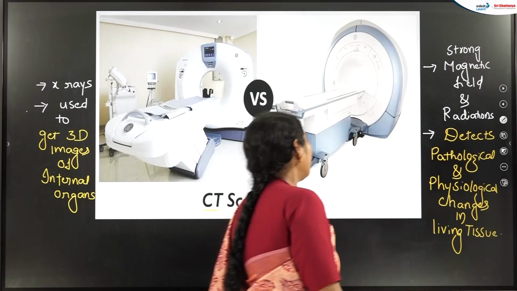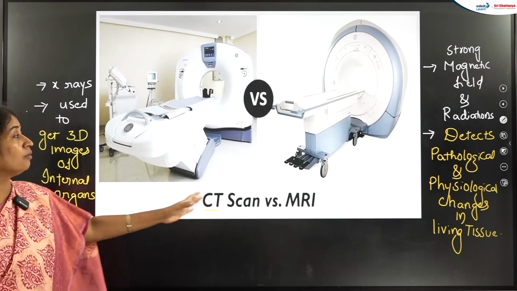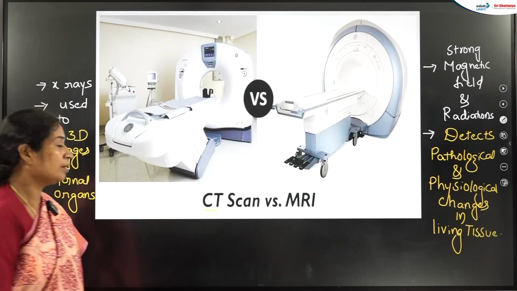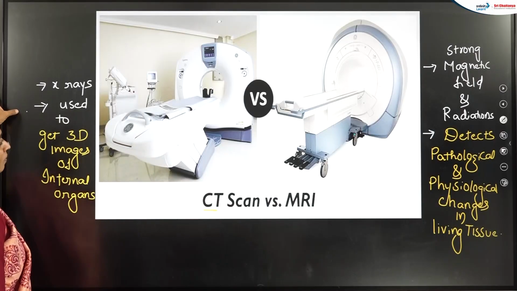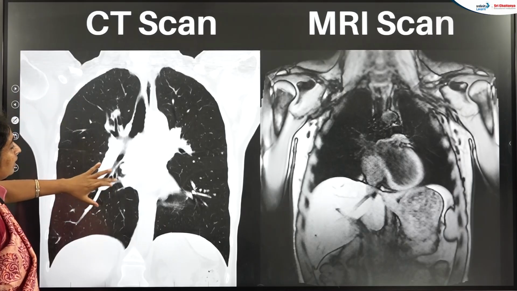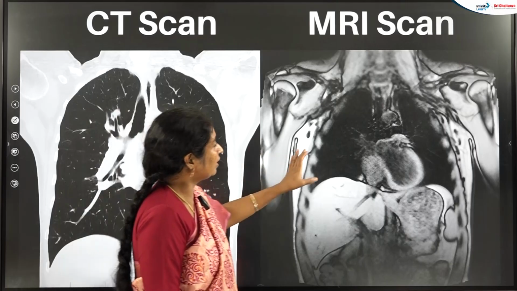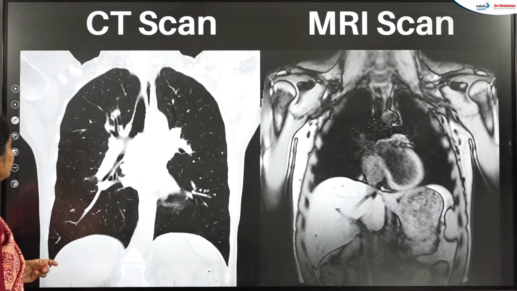And this MRI is non-harmful, whereas CT in some cases may be harmful, because during detection the patient is exposed to X-rays, but in the case of MRI there is no problem. So with CT scan you can see the internal organ, but the benefit of MRI is that you can also easily observe pathological as well as physiological changes.